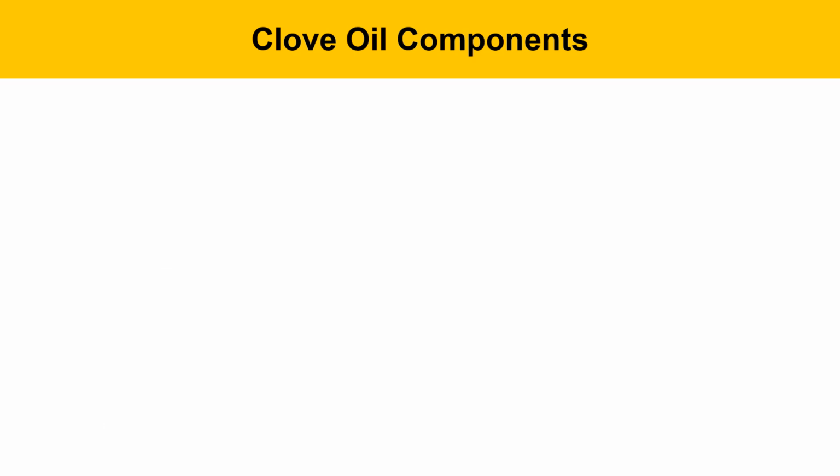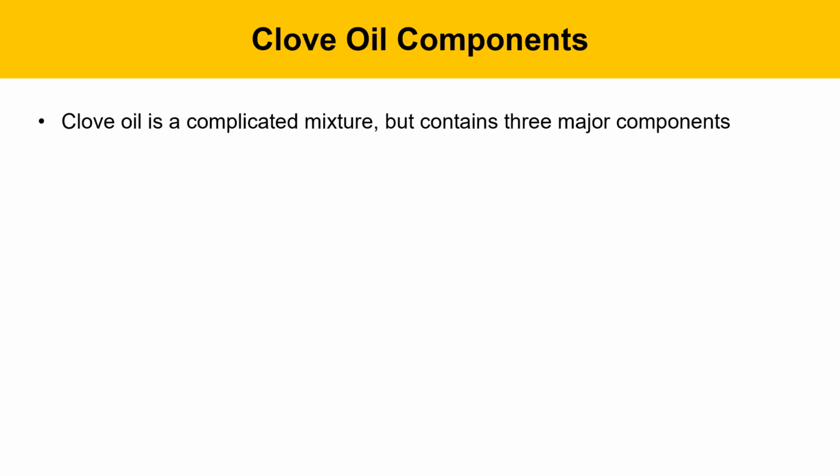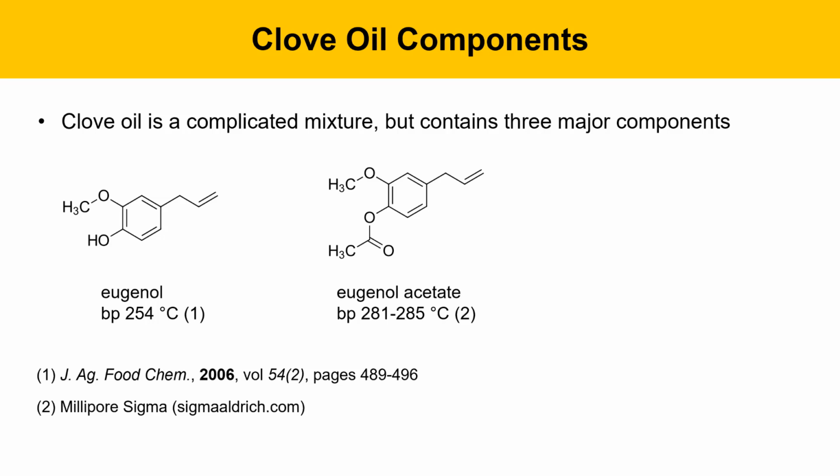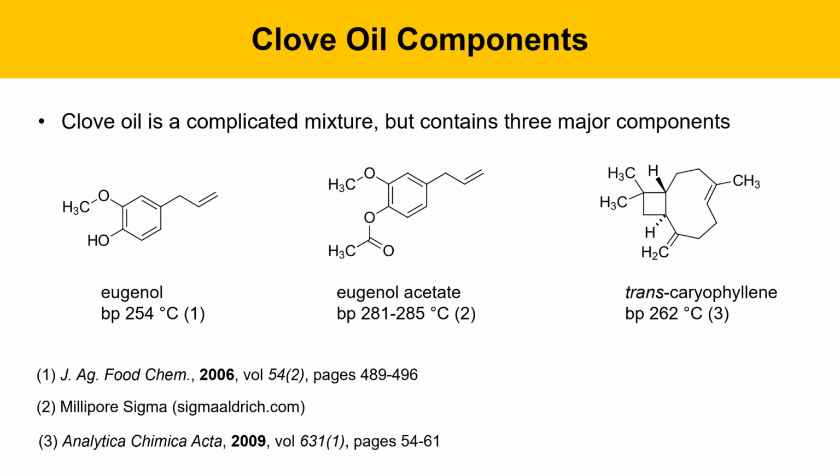Clove oil components consist of a complicated mixture, but there are 3 major components. First, there's eugenol, which has a boiling point of 254 degrees Celsius. There's a closely related molecule called eugenol acetate, which has a bit higher boiling point, 281 to 285. And then there's a really different looking hydrocarbon called trans-caryophyllene that boils at 262 degrees Celsius.